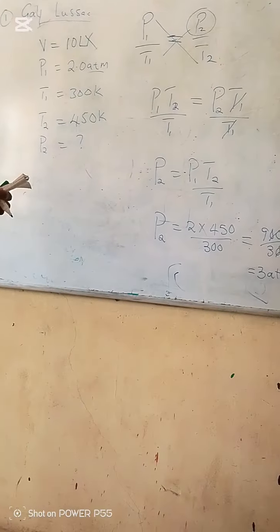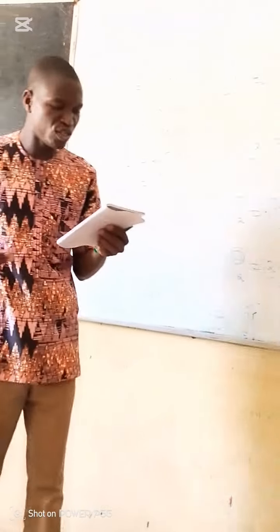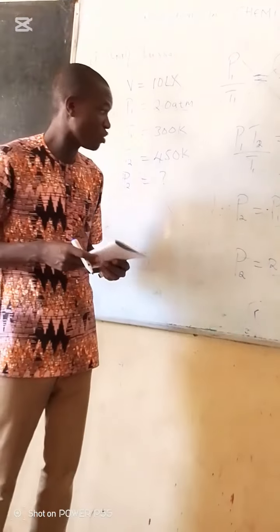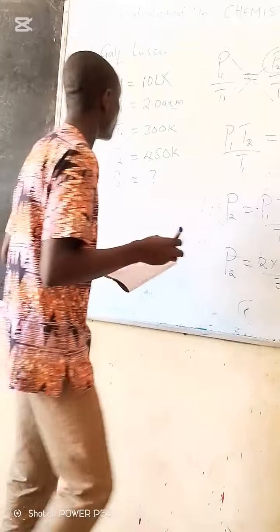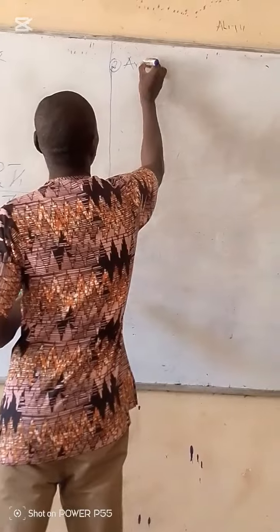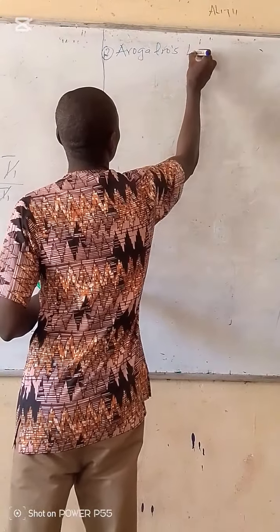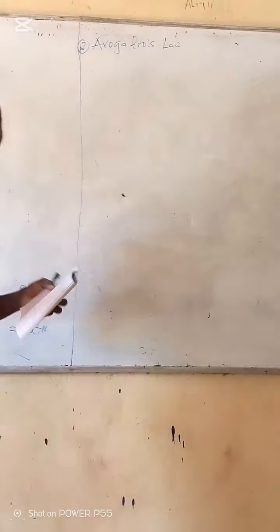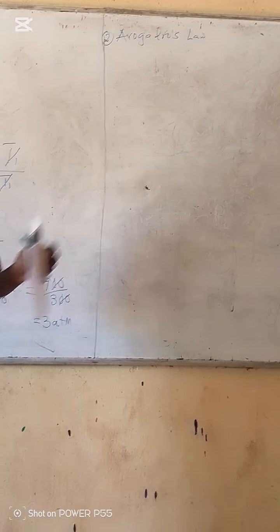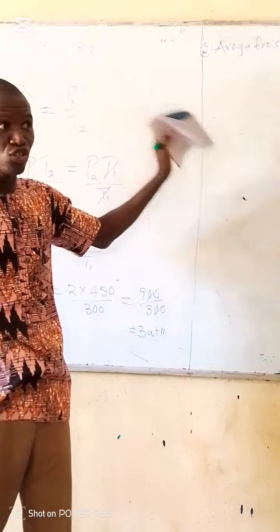Alright, so let's answer the second question. The second question is about the number of molecules and the number of particles. Now this is on Avogadro's law. Let me see question 2 here. Avogadro's law. Okay, now I've explained 2 things yesterday. This law talks both about volume and we have Avogadro's number.